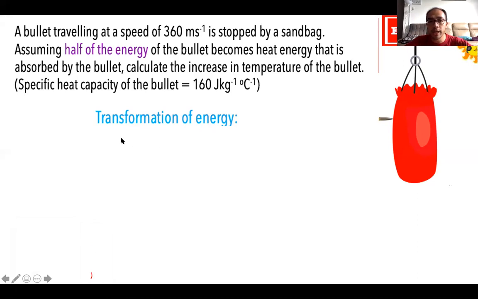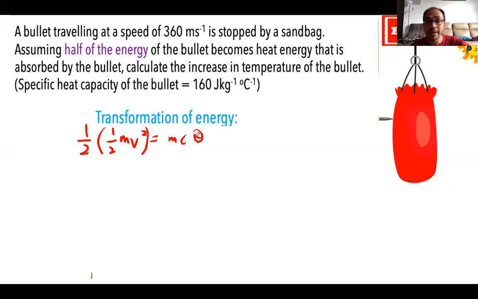So let's talk about the transformation energy that happens here. The transformation of energy is kinetic energy, okay, transferring to mc theta. Okay, but dia cakap, there is a very important thing that he mentioned in the question: half of the energy of the bullet becomes heat energy. So that means the kinetic energy, we have to half it some more. So half of the kinetic energy becomes heat energy.